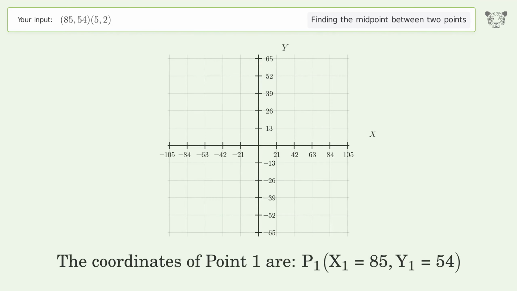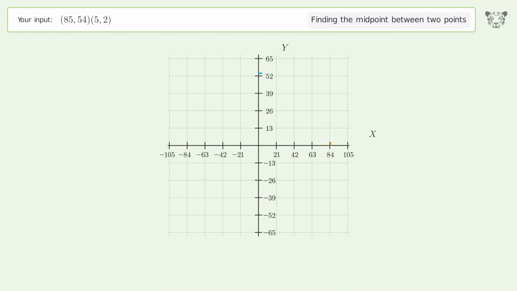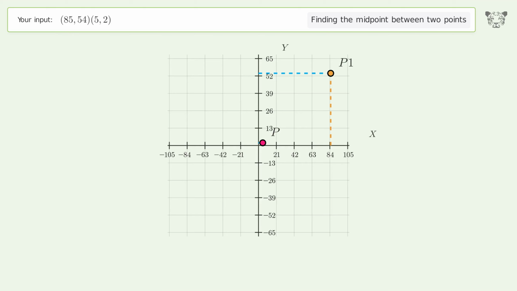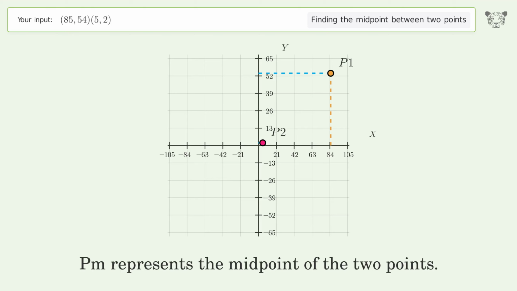The coordinates of point 1 are x1 equals 85, y1 equals 54. The coordinates of point 2 are x2 equals 5, y2 equals 2. PM represents the midpoint of the 2 points.